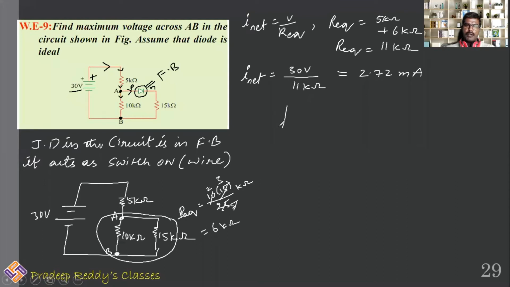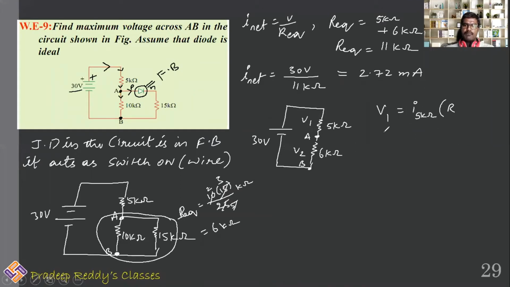Now if you come to the circuit, you are providing 30 volt here, and that 30 volt is dropped across this 5 kilo ohm, and the remaining is dropped across this AB. This is A and this is B, and this is 6 kilo ohm. We have already calculated: the total voltage 30 is being dropped across this V1 and across this V2. V1 can be written as the current in this 5 kilo ohm into its resistance R. So V1 is I, the current in this is 2.72 milliampere, and the resistance is 5 kilo ohm.